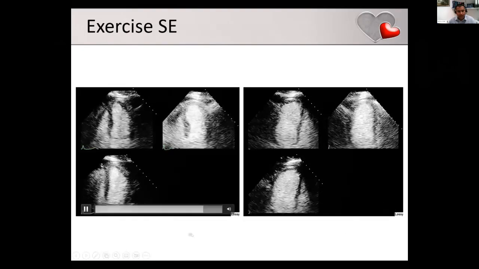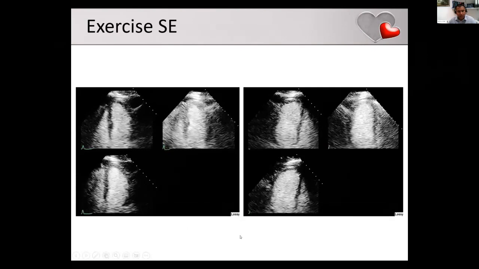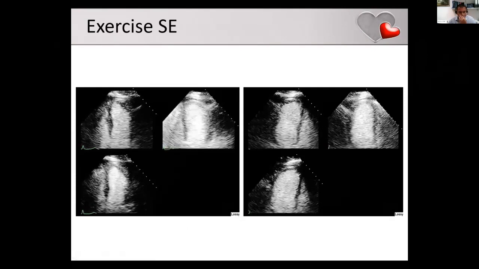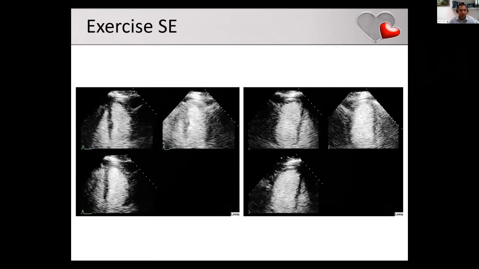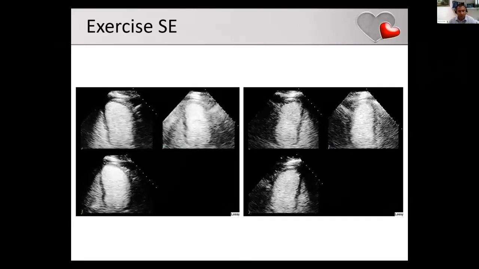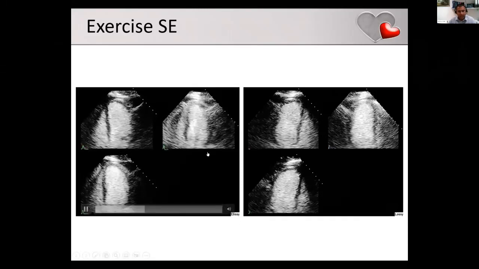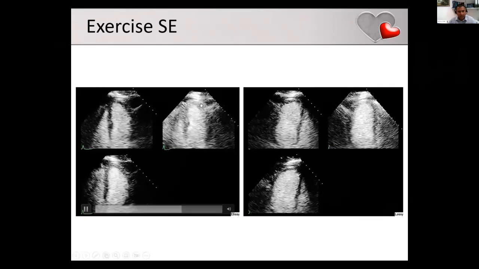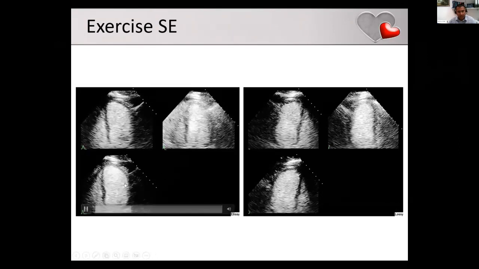And then he managed to do exercise. We're very keen on exercise where possible. He did 5 minutes of the Bruce protocol, stopped due to his typical breathlessness. And you can see it's an abnormal study. The apex is spherical. There's hypokinesia here. You can see that's persisting into recovery.